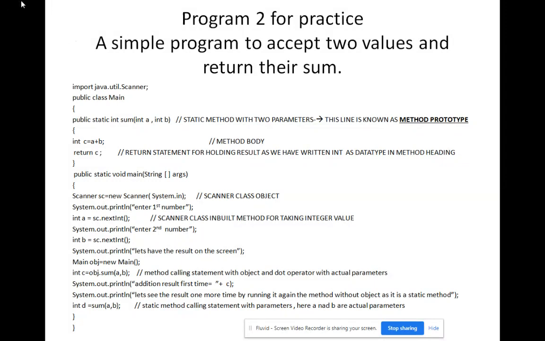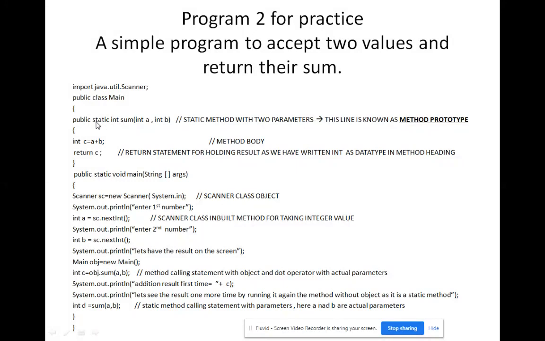Then we started with public class Main. So this is the class definition. This line is known as public class Main. Main is the name of the class, class is the keyword, and public is the access specifier. Then the class body starts with a curly bracket.